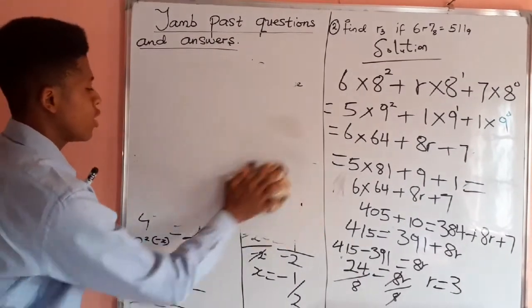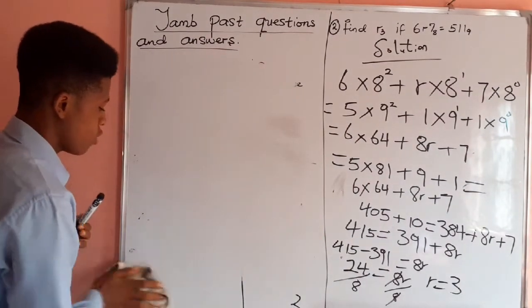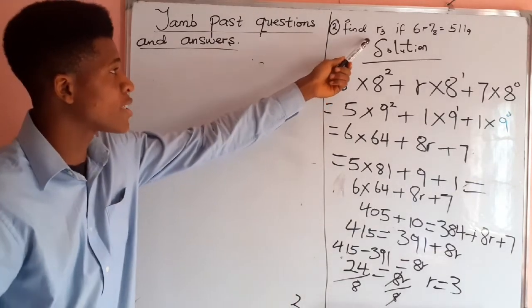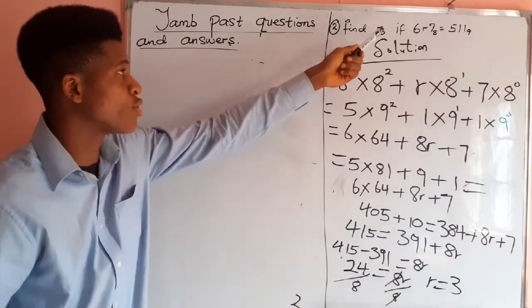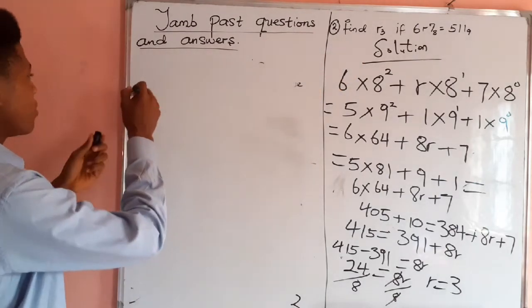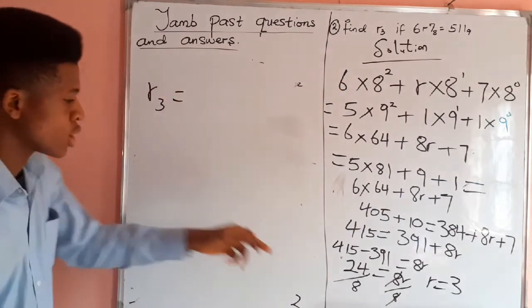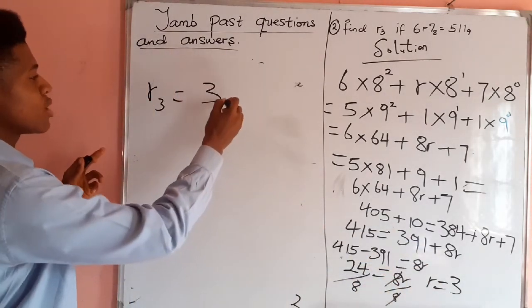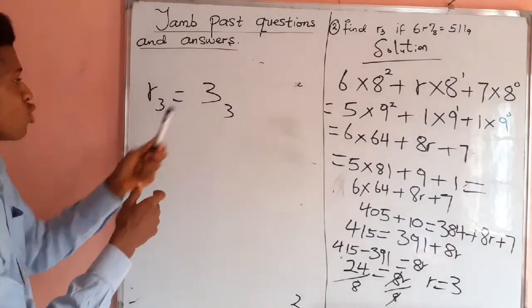And of course, let me just do this quickly. If we want to check if our answer is actually correct, because if we find R to base 3, R to base 3 will be equal to what? We have gotten our R, which is 3, right? This is 3 to base 3. Now let's convert this to base 10.